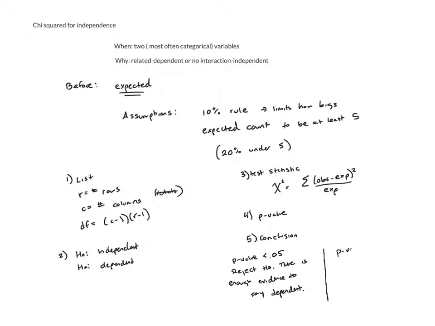The other option is if my p-value is greater than 0.05. This would mean I fail to reject H0. What this is telling me is there is not enough evidence to suggest they're dependent. And we need to be careful here, because this means they may be independent. In no way do I claim for sure they're independent. I say, okay, can't prove they're dependent, maybe they're independent. This outlines my 5 steps for my chi-squared test for independence, as well as the assumptions I need to make so that my test works out.